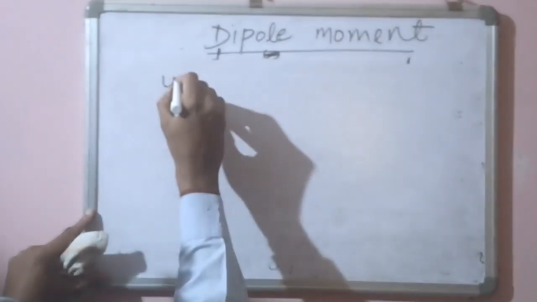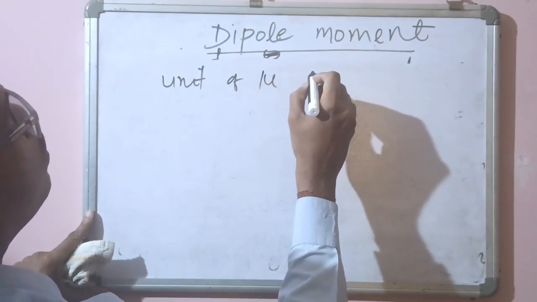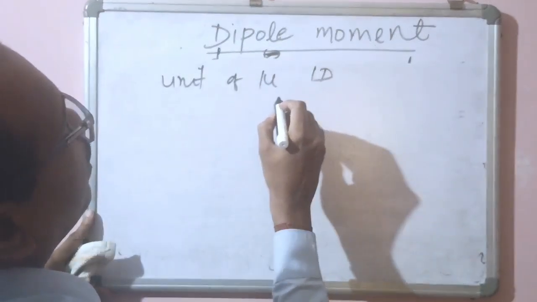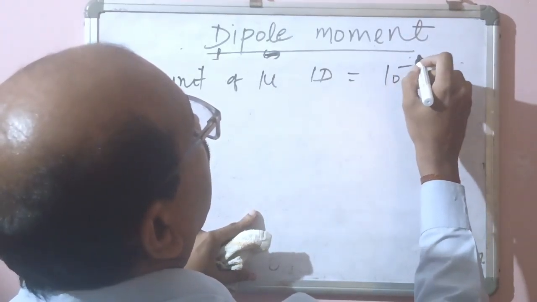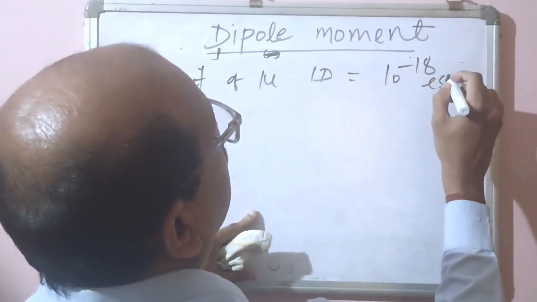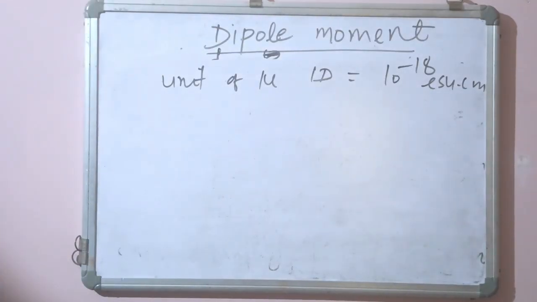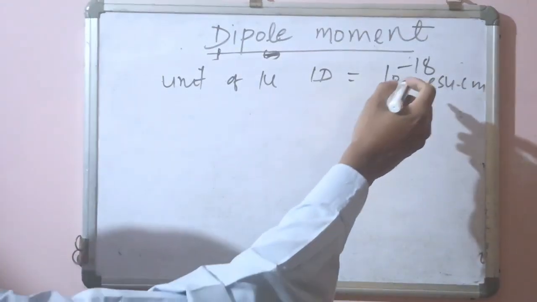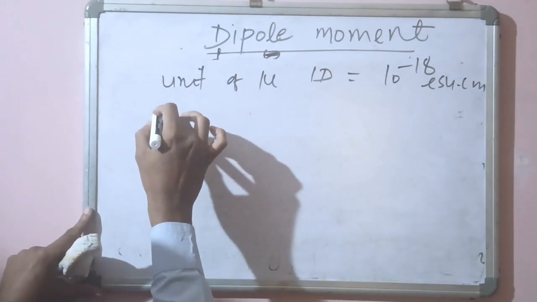And the unit of dipole moment, mu, is the debye. 1 debye is equal to 10 to the power minus 18 electrostatic unit into centimeter. That is the unit of dipole moment. 1 debye is 10 to the minus 18 electrostatic unit into centimeter.